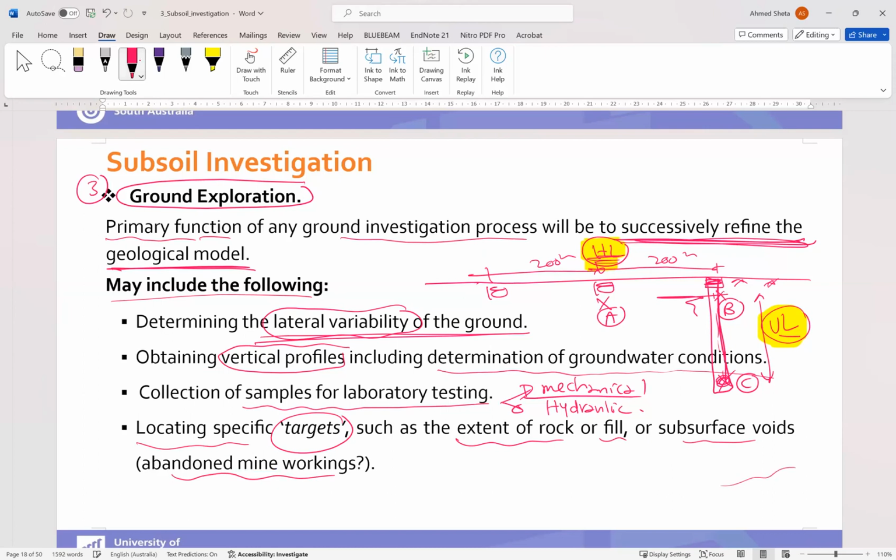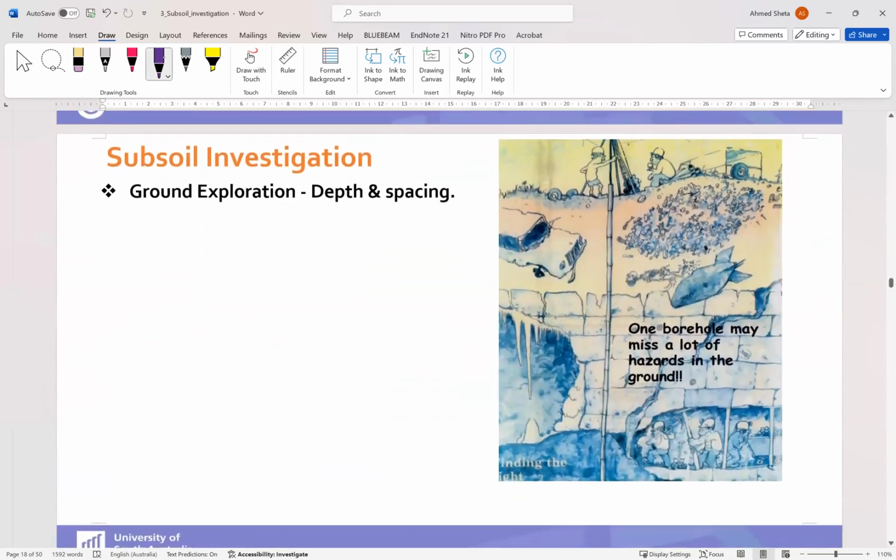So in some soils, you will have a fill layer which you cannot put your building on. You need to know about this fill, and if there is rock, you also need to know where the rock is, because if there is a fill here, you need to remove this layer and replace it with a different type of soil, a stronger soil. So this also falls under the ground exploration stage.